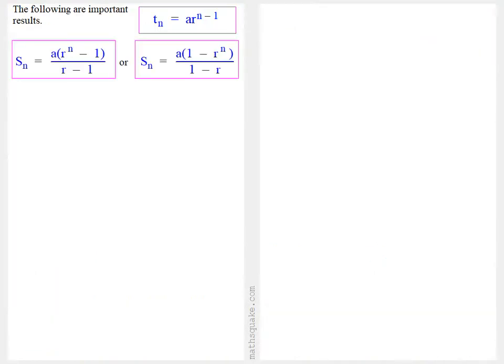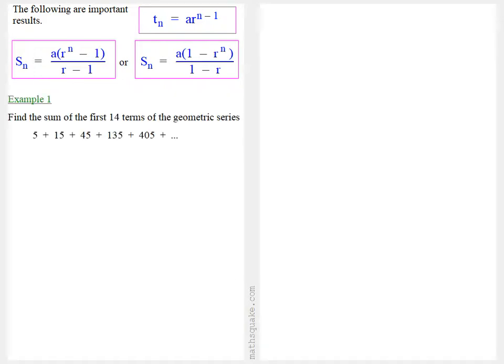So now we have 3 important results, and we can use them to solve problems. Let's look at an example. Example 1. Find the sum of the first 14 terms of the geometric series 5 + 15 + 45 + 135 + 405 and so on.